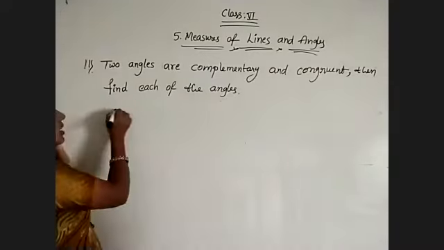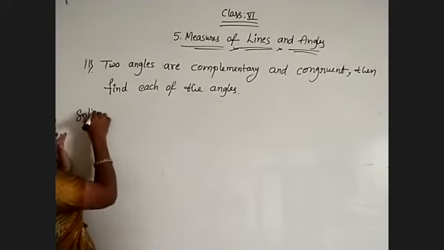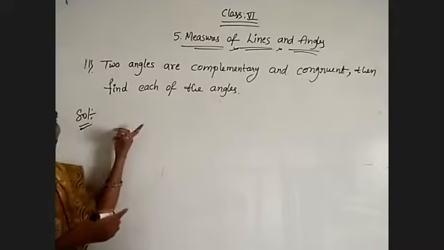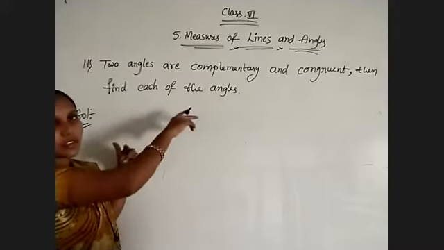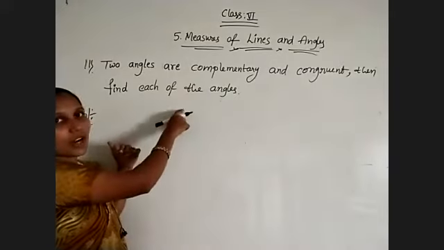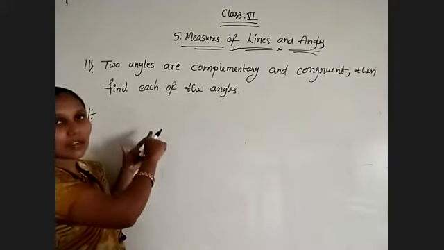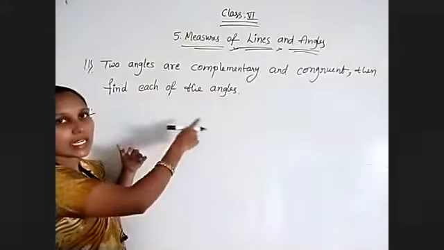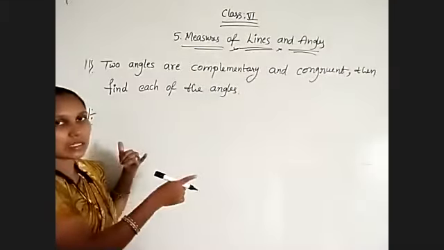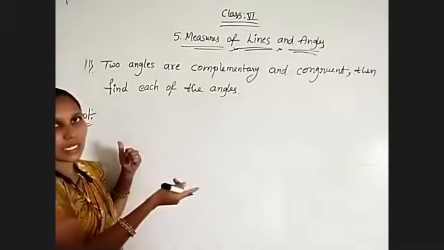See, for this we can also do the solution. I am telling you how to answer. When you get an objective type question, you can write directly: equal complementary angles are 45 and 45. Equal supplementary angles are 90 and 90. Yes, sir. The sum of 45 plus 45 is 90. 90 plus 90 is 180.